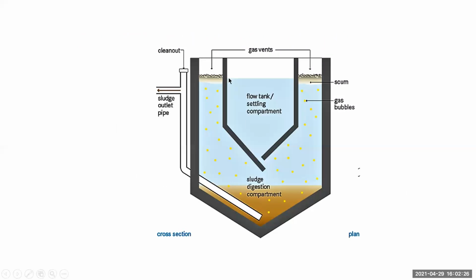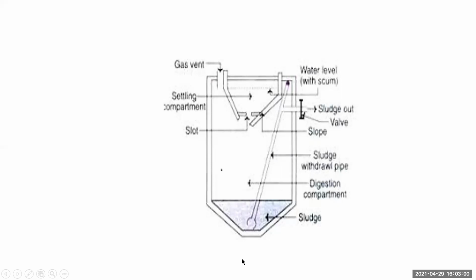If you look at this diagram, this is the upper part that is called the upper compartment or sedimentation compartment. The second part is the lower compartment or sludge digestion compartment. And number three is gas ventilators, which are provided for the escape of gases. So you can see from this diagram, upper chamber or sedimentation chamber, lower chamber or sludge digestion chamber, and these are the gas ventilators. Now let us see this diagram.